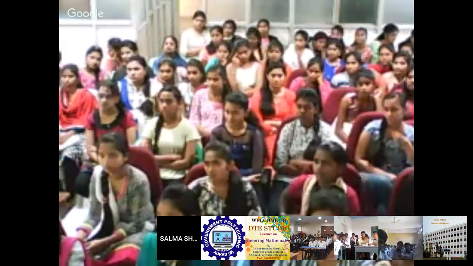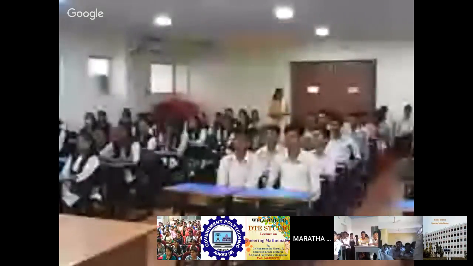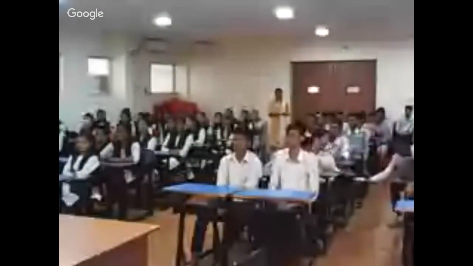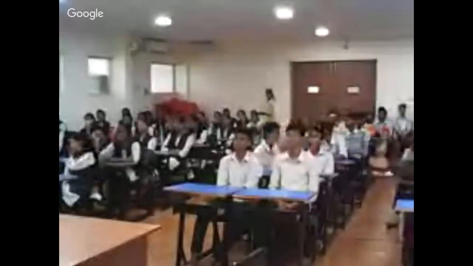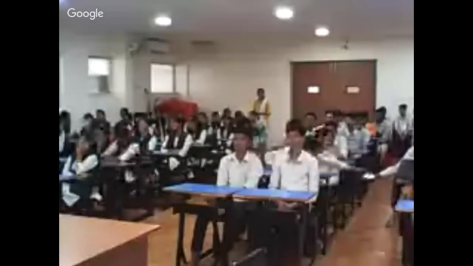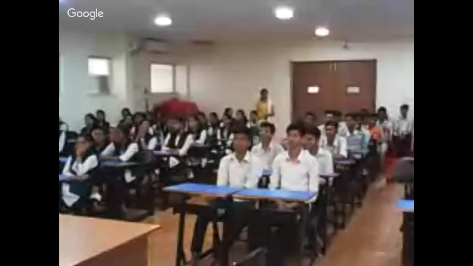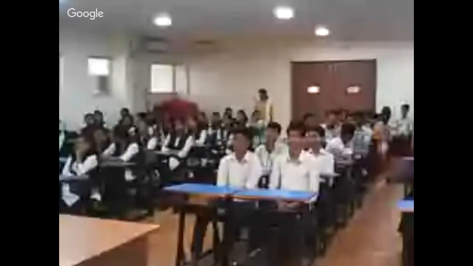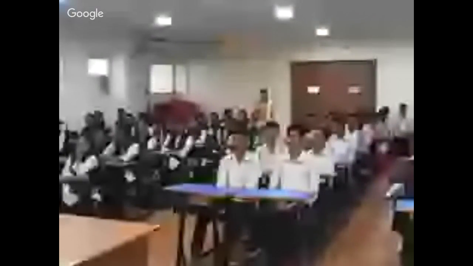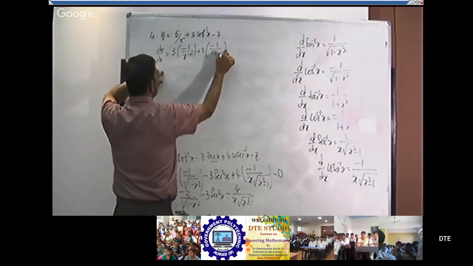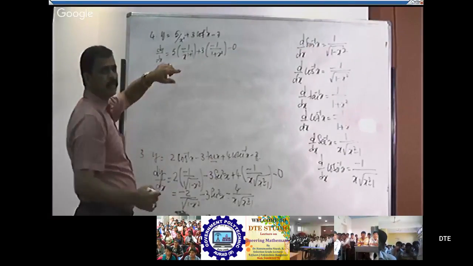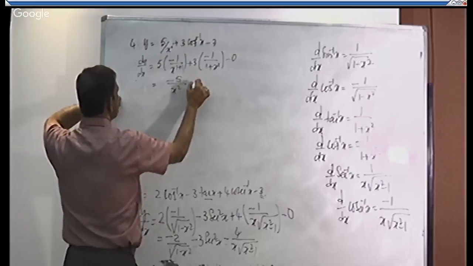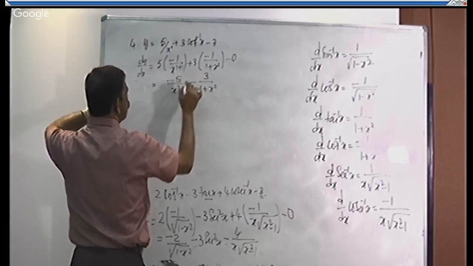Next one, y is equal to 5 by x plus 3 cot inverse x minus 7. It is also sum or difference rule. Dy by dx is equal to 5 into what is the differentiation of 1 by x? We have to use the formula for 1 by x to the power of n, which is minus n by x to the power of n plus 1. What is n? Power of x. Plus 3, for cot inverse x, it is minus 1 by 1 plus x square. For minus 7, only a constant is there. Differentiation of a constant is 0. This is minus 5 divided by x square plus into minus, minus 3 divided by 1 plus x square is the answer.